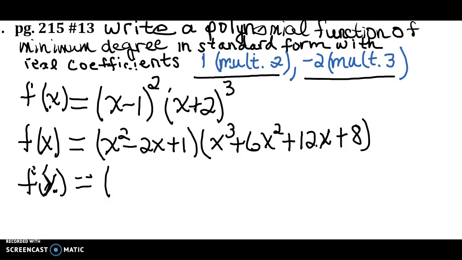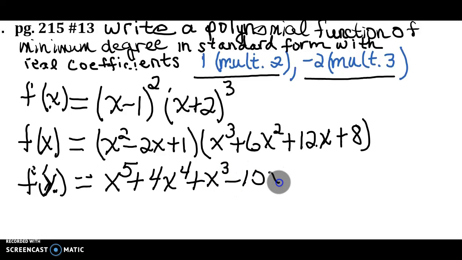And we get x to the fifth plus 4x to the fourth plus x cubed minus 10x squared minus 4x plus 8.